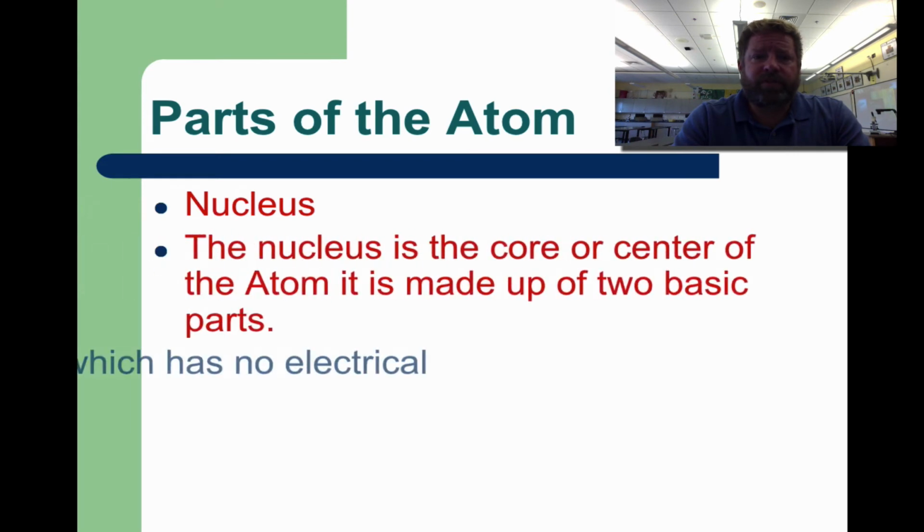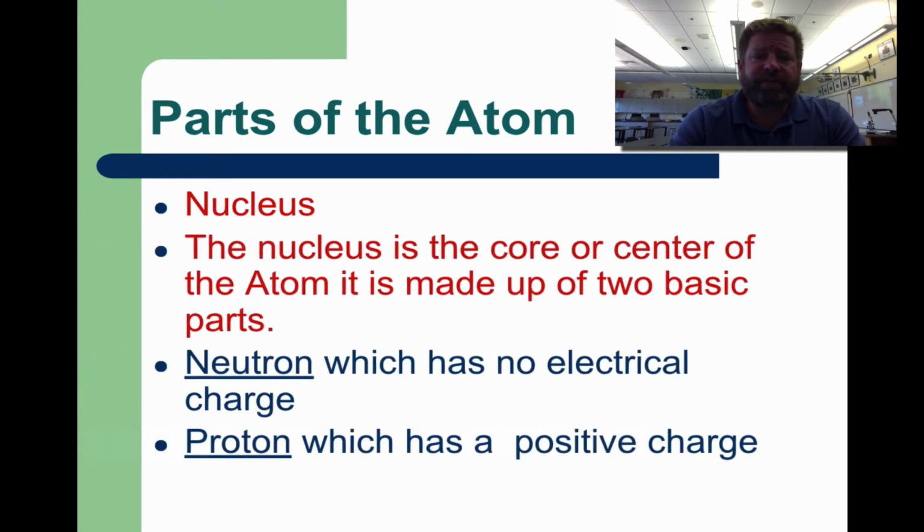Parts of the atom. So once again, some review stuff. The nucleus obviously is in the center of the atom. Okay, the nucleus has this core made up of protons and neutrons. So protons are positively charged, neutrons are negatively charged.